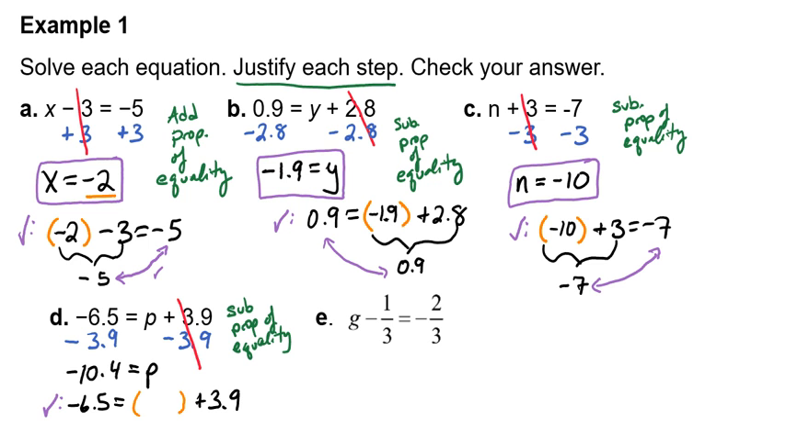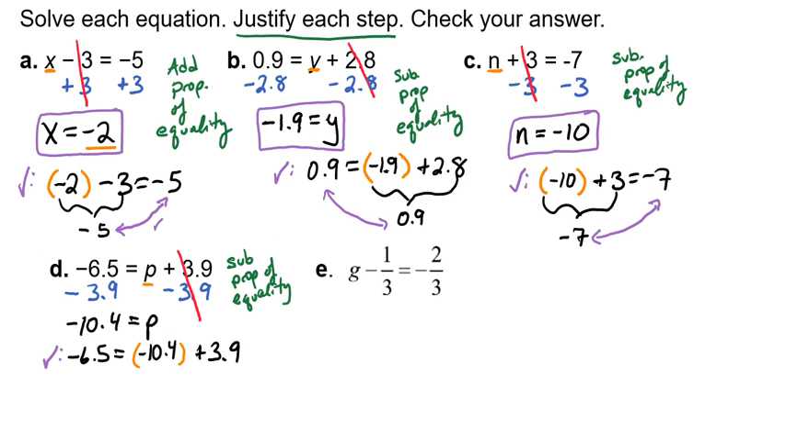And so we're going to replace our p in our equation with the negative 10.4 that we got. And if we look at the math over here on the right-hand side and we simplify that, we see that we get a negative 6.5, and those two numbers are the same, so they check out. And so negative 10.4 is going to be our solution there.